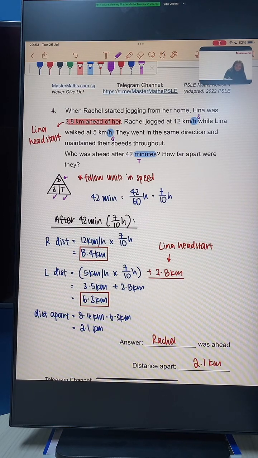But we have to add the head start distance because Lina play cheat. She go and start earlier, way ahead first. So we add this extra distance that she already covered. This will give us a total of 6.3 kilometers that Lina has already traveled after 42 minutes. Based on these two distances, Rachel already covered more, so she will be ahead. And the distance apart, we just have to subtract.